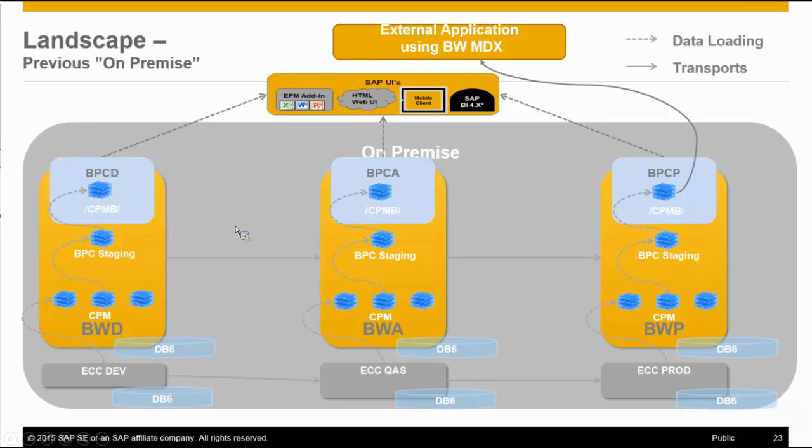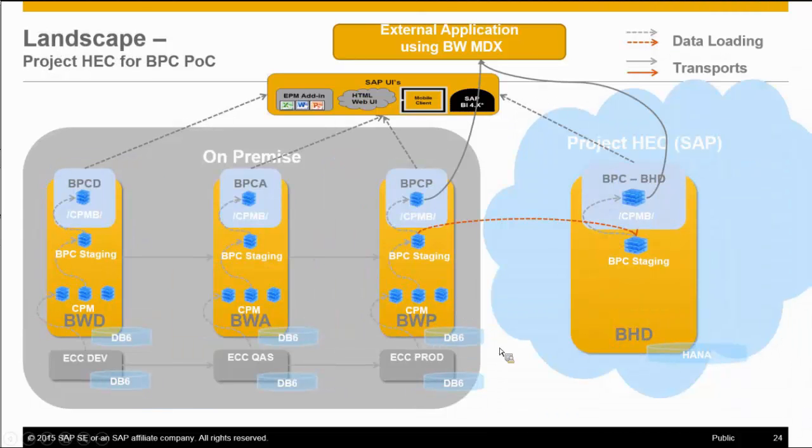Then during the POC, we moved into this kind of landscape. We isolated one block inside our project HEC, so HEC for project system, where we copied the data from the BPC staging cubes. We just had an RFC connection between the HEC system and the on-premise production system. Thanks to the UGBR backup, we had all the historical data available in the HEC system as well. And we could perfectly run performance tests comparing the on-premise runtimes with the HANA runtimes.